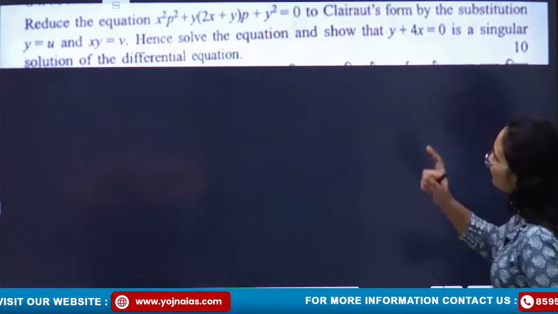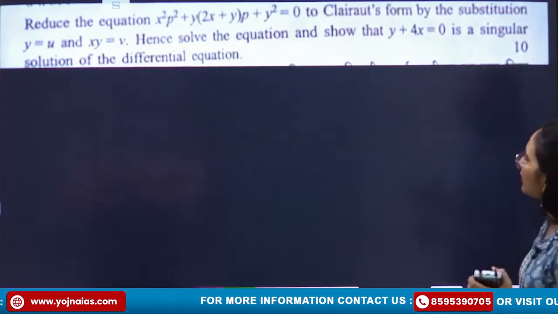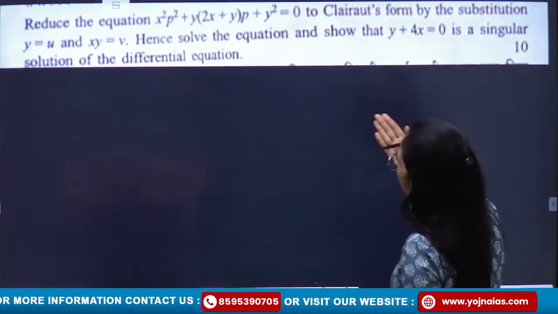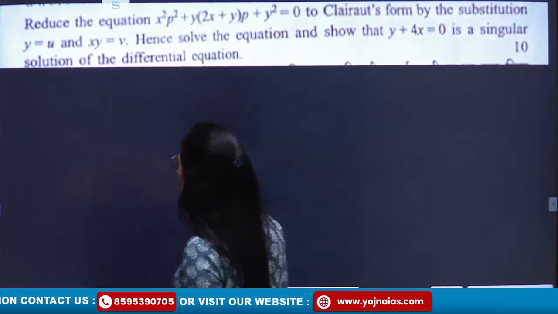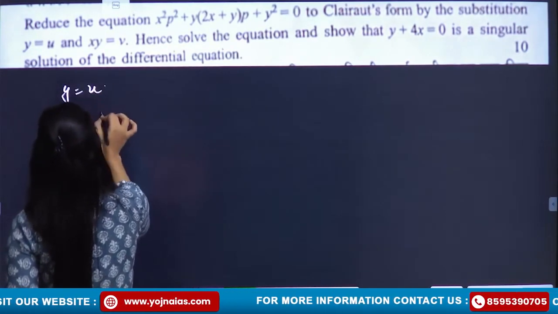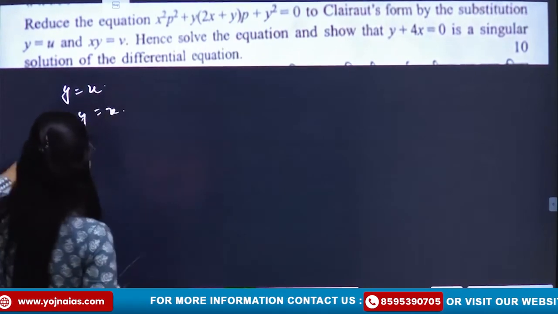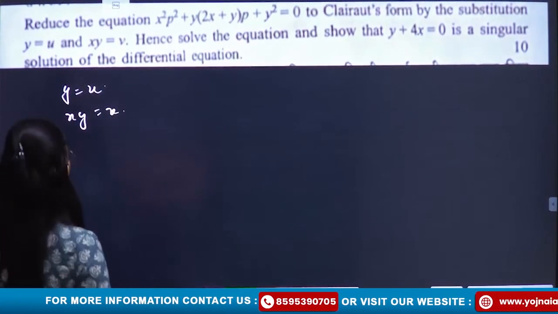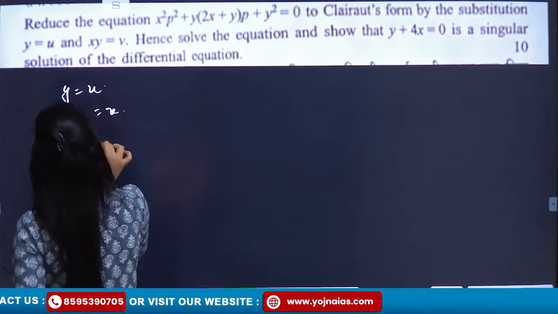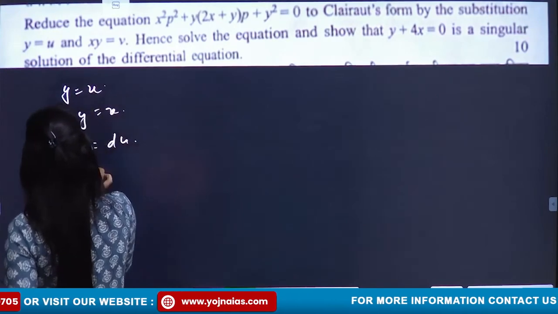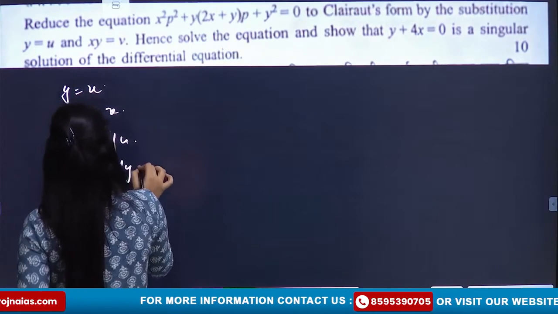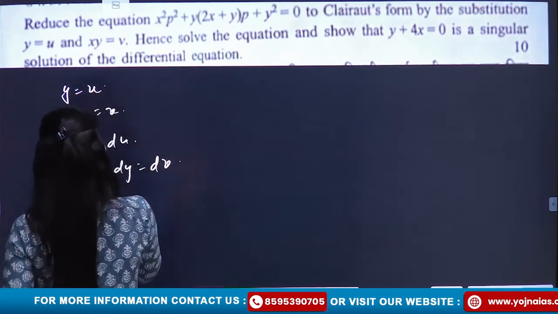Next is also very easy. Reduce the given equation to Clairaut's form using the substitution they have provided. This is very easy. We need to change dy by dx into this format, and what is it going to be?